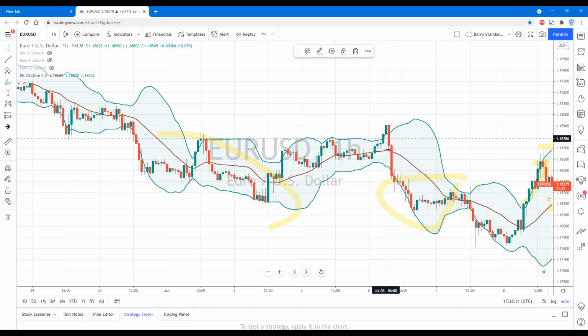Now, there's other ways to use the band, and we're going to go back and talk about those. Because bands actually give us 3 different scenarios.